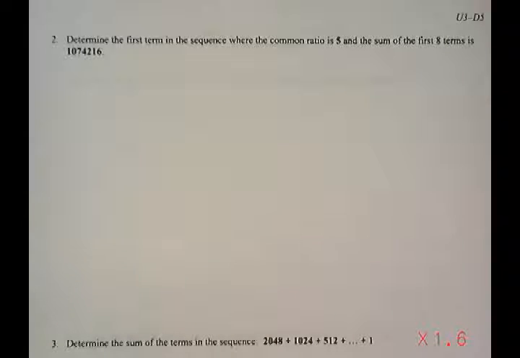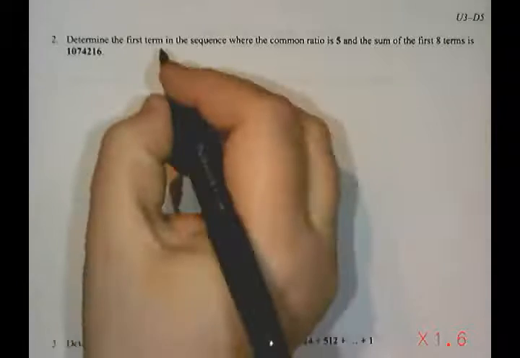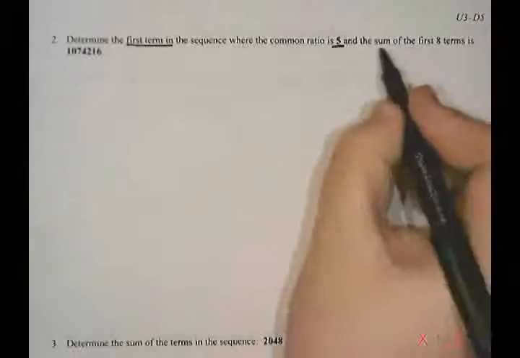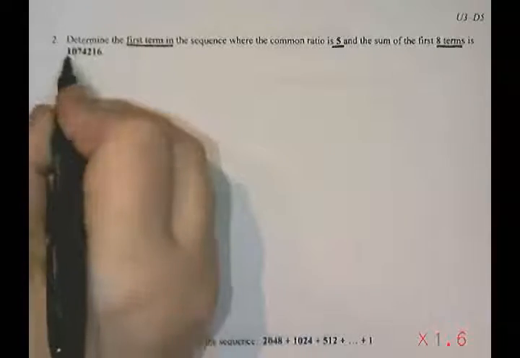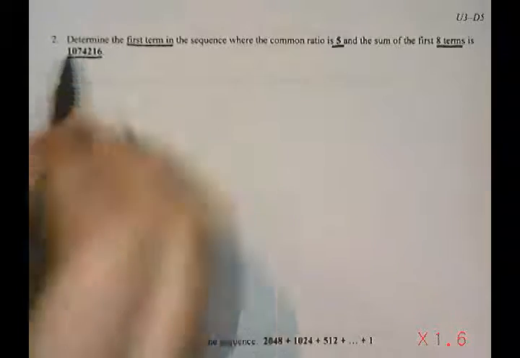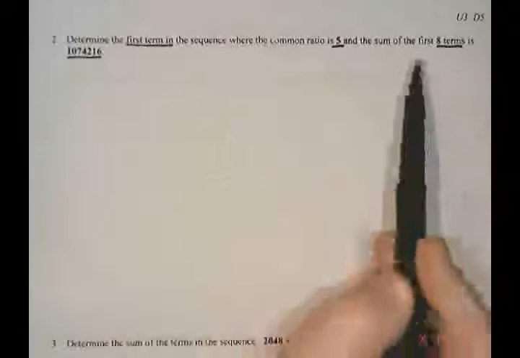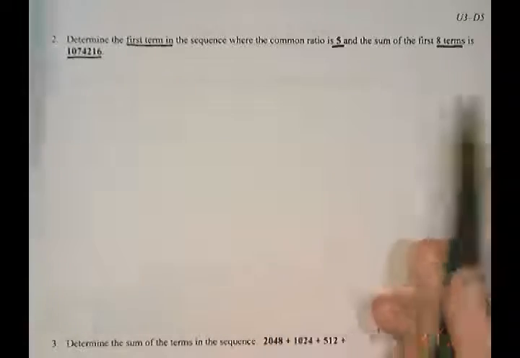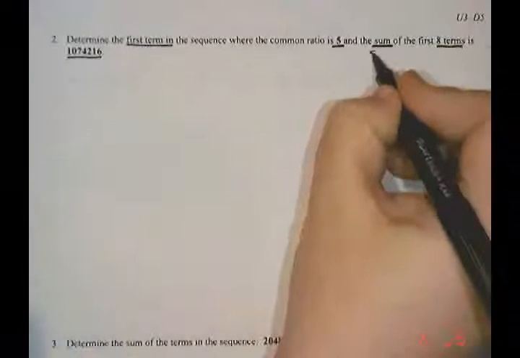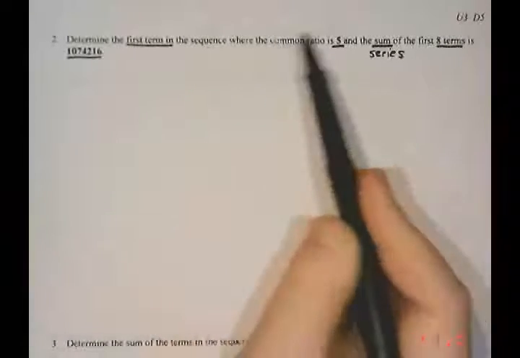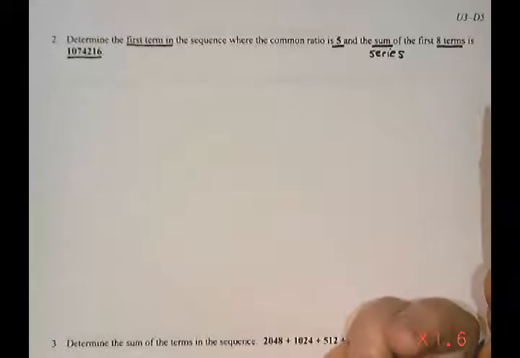So this question says, determine the first term in the sequence where the common ratio is 5 and the sum of the first 8 terms is 1,074,216. So I see some conflicting things here. I see it says sequence and I also see that it says sum. So because it says sum, that tells me that this is a series question, right? So it is a sequence, but it's being added together, which makes it a series.